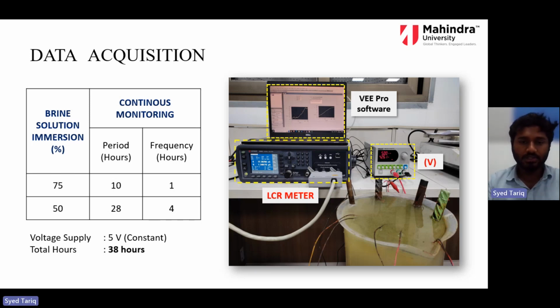This setup was totally made for 38 hours, and we monitored continuously. The first 10 hours were done for 75% immersion, and we acquired the data at a frequency of every 1 hour. After 10 hours, the water immersion percentage was reduced to 50%, and for the next 28 hours, the data was acquired every 4 hours. Throughout the 38 hours, the potential difference maintained was 5 volts.